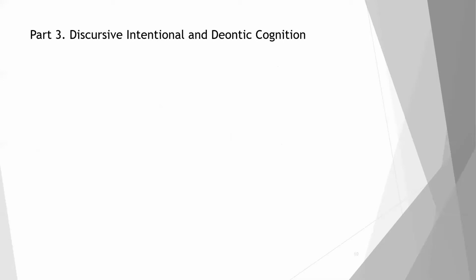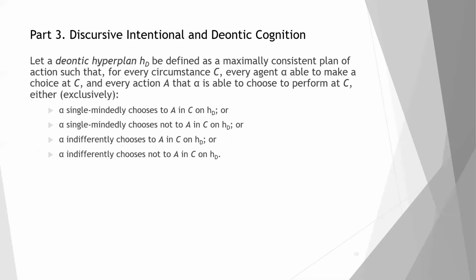Okay, so then just for the semantics, fairly quickly, this is basically a possible world semantics. It allows you to get Boolean logic, just the set theoretic operations that people have been using since the middle of the 19th century. So let a deontic hyperplan be defined as a maximally consistent plan of action such that for every circumstance, every agent, and every choice, the agent either single-mindedly chooses to do that thing, chooses not to do it, indifferently chooses to do it, or indifferently chooses not to do it. So it just exhausts all the possibilities of agents, choices, and actions.